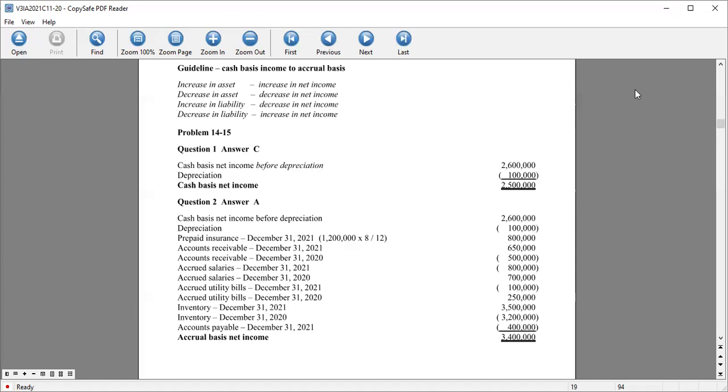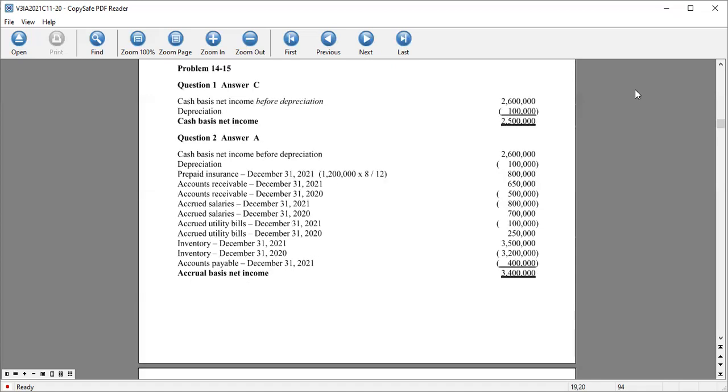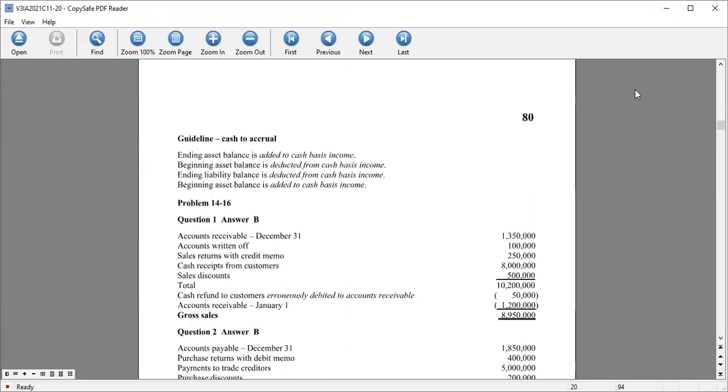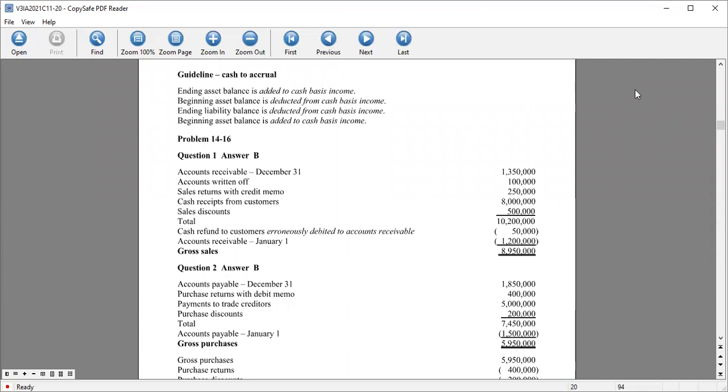Next, we go to number 16. Under accrual basis, what amount should be reported as gross sales? So we have now to determine the income from gross sales in number 16. So accounts receivable at the end is 1,350,000. Then we add accounts written off for 100,000. Sales returns with credit memo to customers.